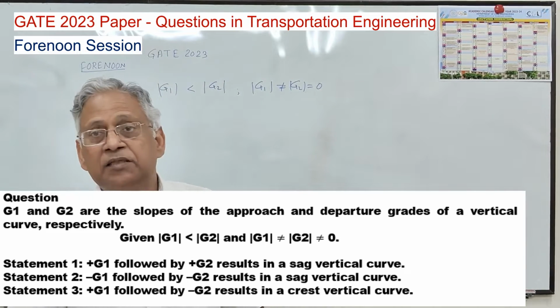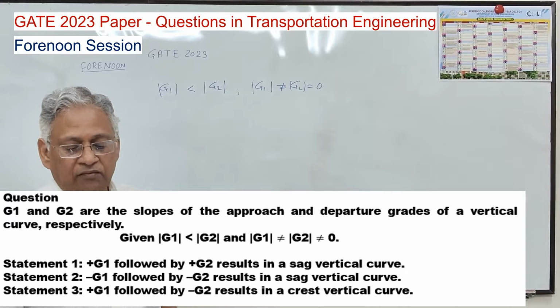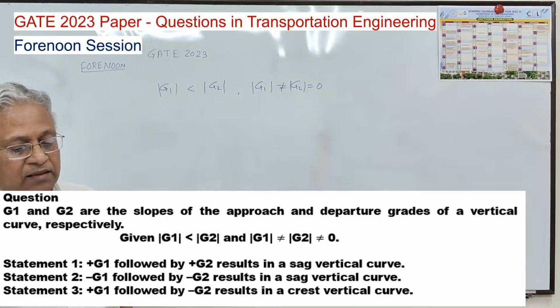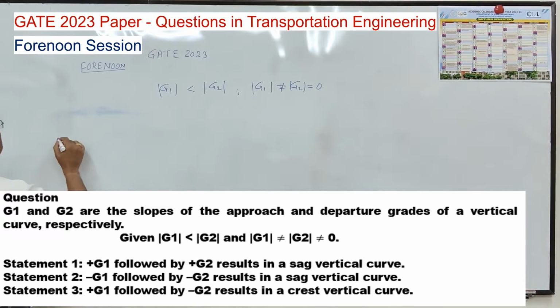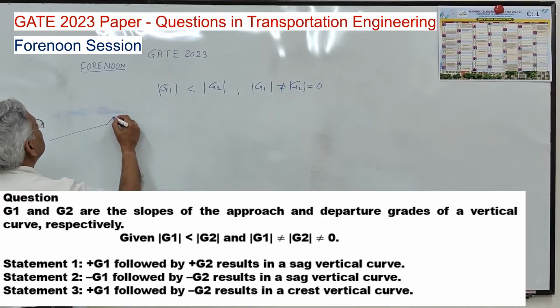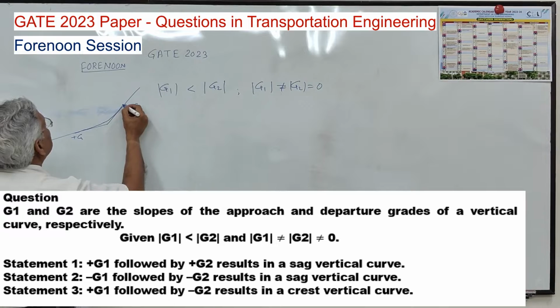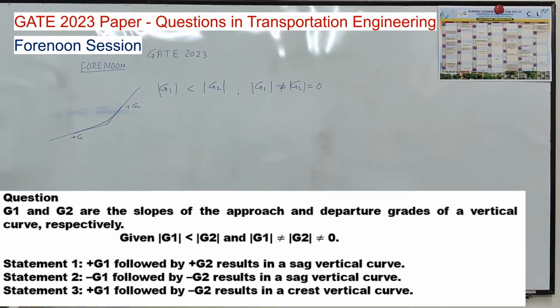Now there are three statements made. One, plus G1 followed by plus G2 results in a sag vertical curve. What is this statement? That plus G1 followed by plus G2. Remember, G1 is smaller. So plus G2 is like this. So this is plus G1 and this is plus G2. Now what you get here? It is basically a valley curve. So it says that statement 1, G1 followed by G2, results in a sag vertical curve. So statement 1 is true.